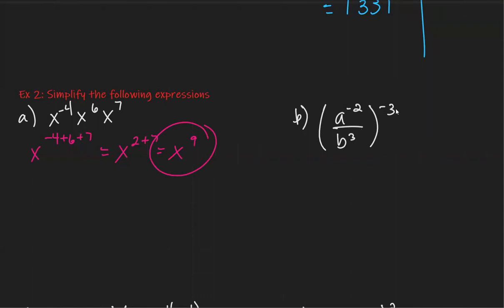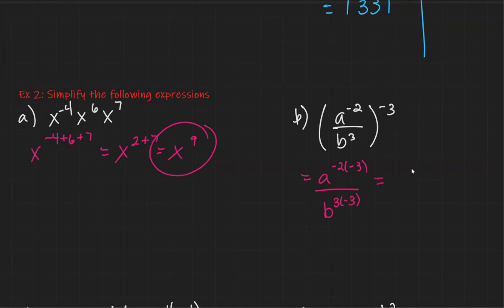Let's try the next one. So here, notice that we can't simplify a whole lot on the inside because there's different bases, right? I wouldn't make that into a to the b to the -2 minus 3. No, that's not what we do here. We can only use that property when the bases are the same, when the variables are the same. So really right now, the only thing we can do is just apply this -3. So when we do that, we get a to the -2 times -3 over b to the 3 times -3.